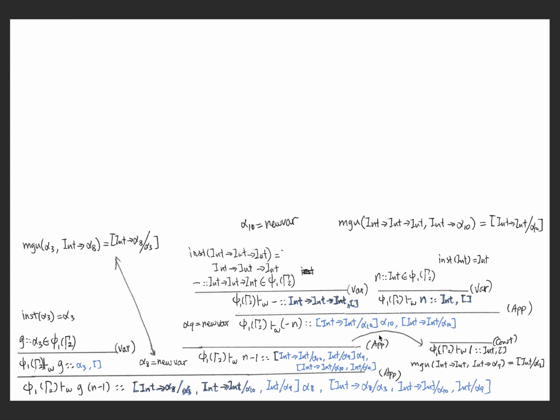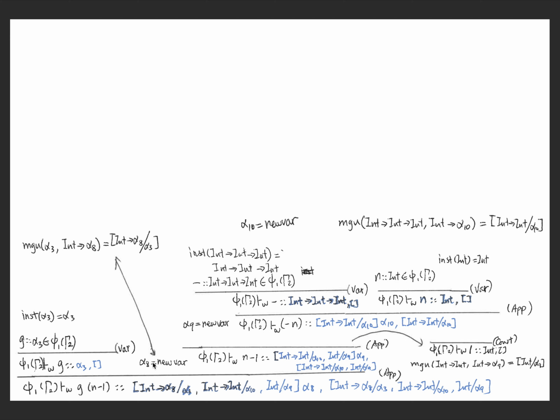Again we combine these two substitutions, we form a bigger one, which is this one. Then we apply it to alpha 9, because alpha 9 is the output type of this application, so that will give us int. We compose the two substitutions together, we get back int to int replacing alpha 10, and int replacing alpha 9. And we again create one more MGU to unify alpha 3 here, that is our function type, and int right arrow alpha 8.